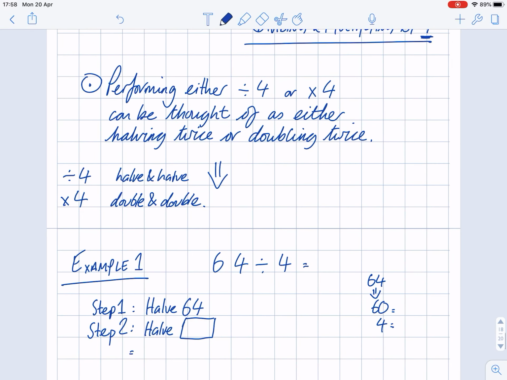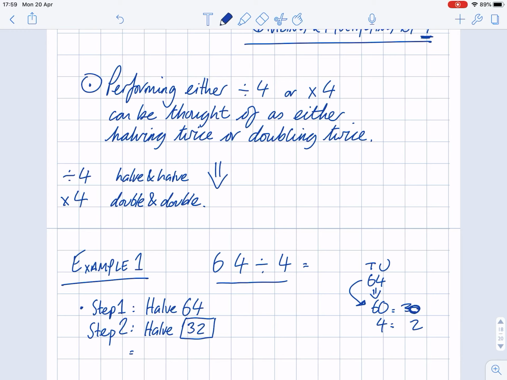So you can see here, my example 1, I've put 64 divided by 4. So I've said step 1 is to halve 64. So just like here on the right hand side, I partition 64. If I halve 60, I get 30. And if I halve 4, I get 2. Which means that half of 64 is 32.